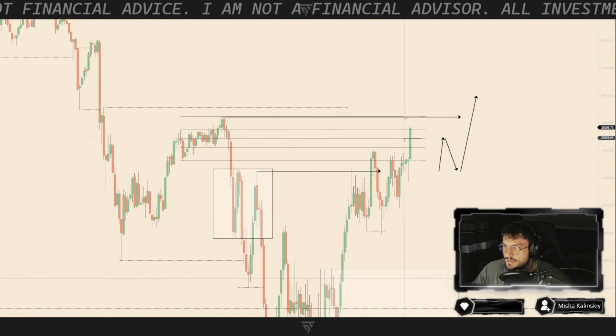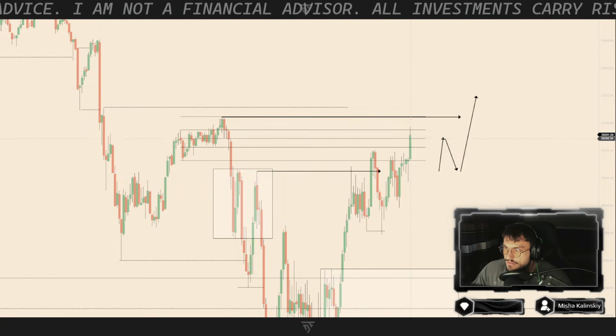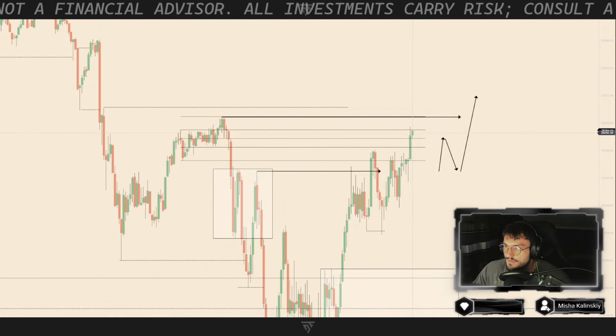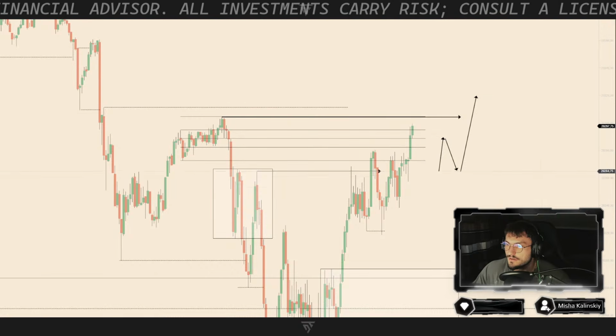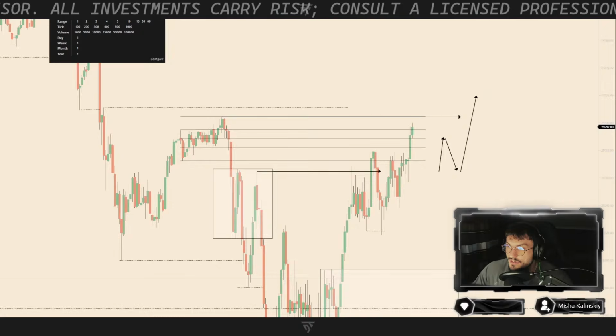I was expecting a rejection here, but just judging by the formation of the candle, I can probably see that it's just gonna go straight through and go up. Now we're looking at the 5-minute, if there's gonna be a closure above the high.